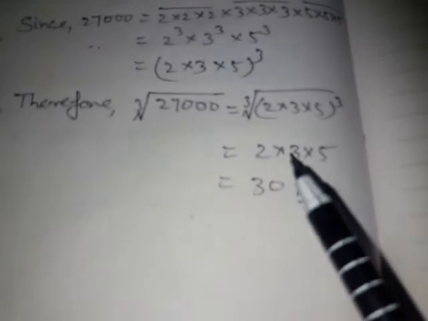Now write it once: it is equal to 2 into 3 into 5, which is 2 3s are 6, 6 5s are 30. It is the answer.